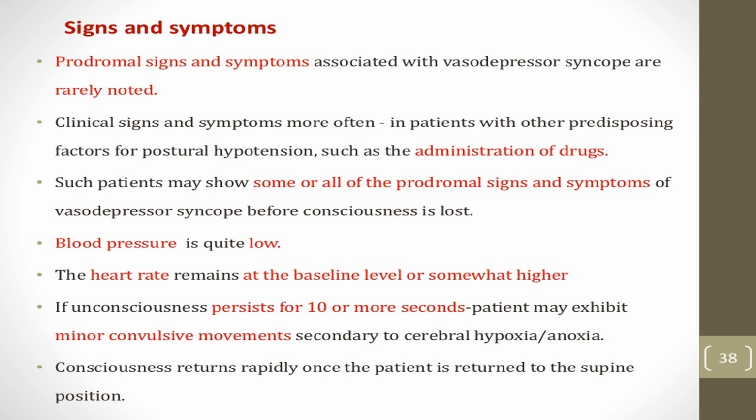Clinical signs and symptoms are noted more often in patients with other predisposing factors for postural hypotension, such as the administration of drugs. Such patients may show some or all of the prodromal signs and symptoms of vasodepressor syncope before consciousness is lost. Blood pressure is quite low. The heart rate remains at the baseline level or somewhat higher.